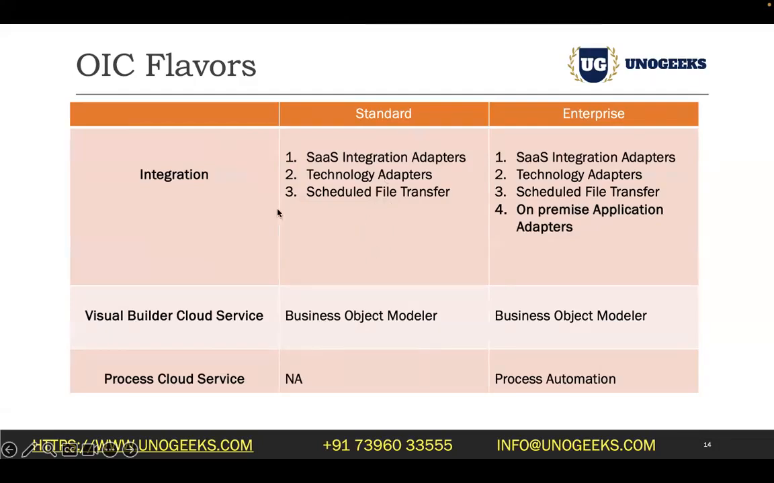A standard would be integrations minus on-prem adapters plus VBCS. Enterprise, standard plus on-prem adapters plus PCS. So when the OCI administrator asks you this question, like which edition they need to go for, what is it that you need to do, guys? You need to ask yourself two questions basically. What are those two questions, guys? Do I need PCS in my project or not? Basically, I'm making this decision as an integration lead.